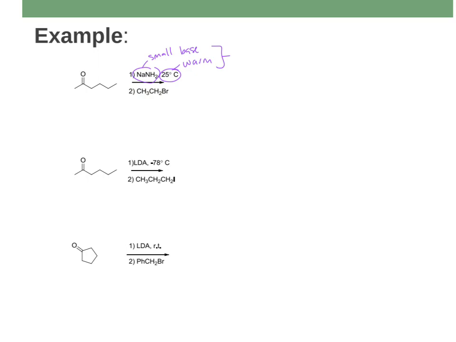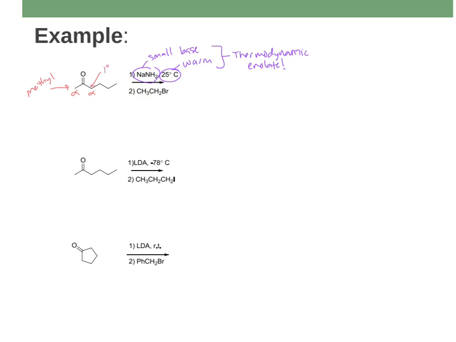So these two things together are screaming at me to go with the thermodynamic enolate. Right? It's warm and I have a small base. And again, if I look at my two alpha hydrogens, I've got one here and one here. This one is just a methyl group. And this one here is a primary group.